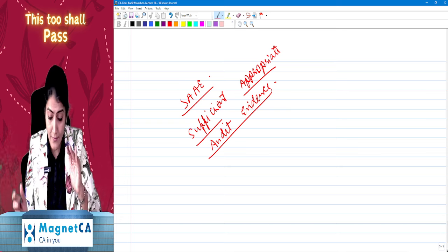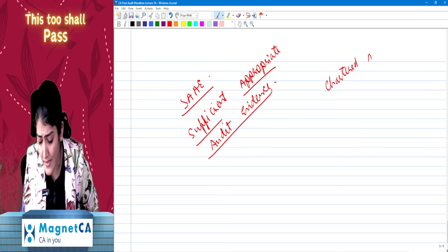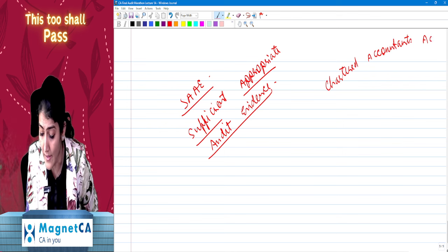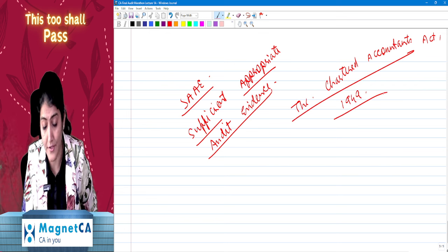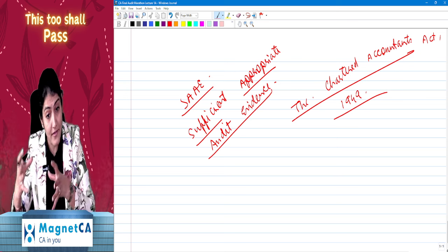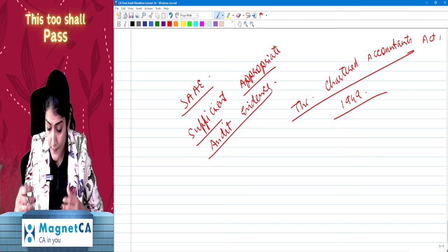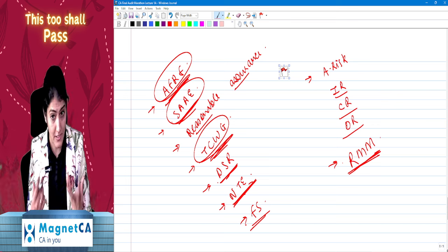Like in the class, when we talk about the Chartered Accountants Act, we say CA Act, but in the exam you have to write the Chartered Accountants Act, 1949. You don't say a CA, you say a Chartered Accountant in practice.